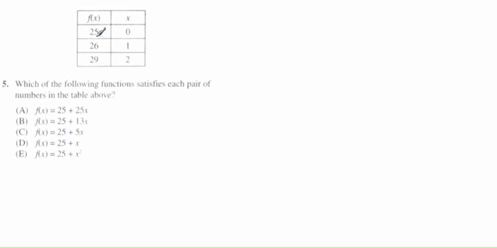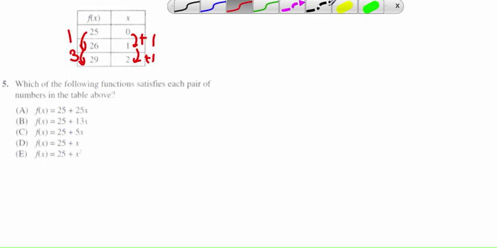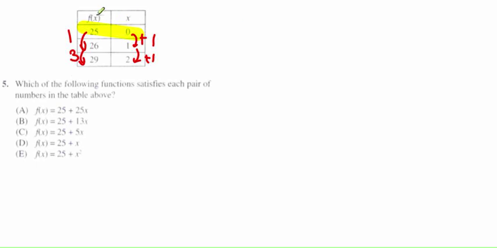How about this one? X is being increased by 1, but Y is increasing by 1 and 3. So when you look into this one as it is, it's kind of difficult to tell. But one thing that we know for sure is right over here. When x equals 0, y is equal to 25, which happens to be the same for all four of them.